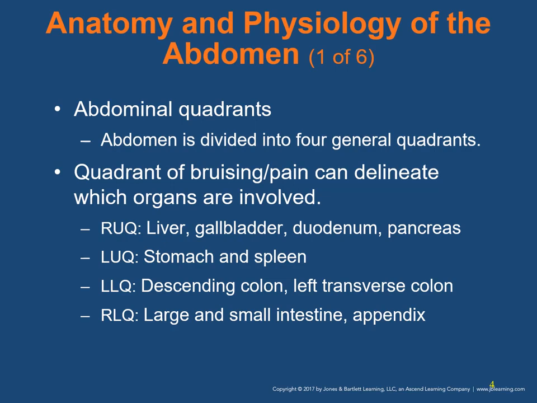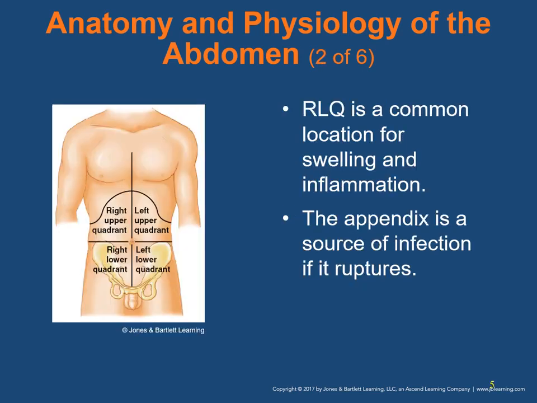Organs found in the left lower quadrant: the descending colon and the left half of the transverse colon. Organs found in the right lower quadrant: large and small intestines, the ascending colon, the right half of the transverse colon, and the appendix. The right lower quadrant is a common location for swelling and inflammation. The appendix is a source of infection and can cause severe infection or septic shock if it ruptures.